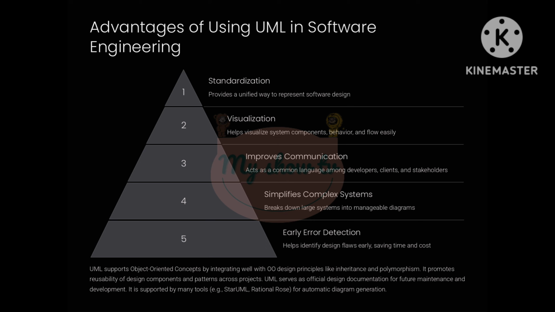7. Reusability. Encourages reuse of design patterns and components across multiple projects. 8. Documentation. Serves as official documentation for system design, useful for future maintenance. 9. Tool support. Many tools like Stereotypes or Rational Rose support UML, enabling automatic diagram creation and validation. These advantages show that UML is a powerful tool for effective software design and development.